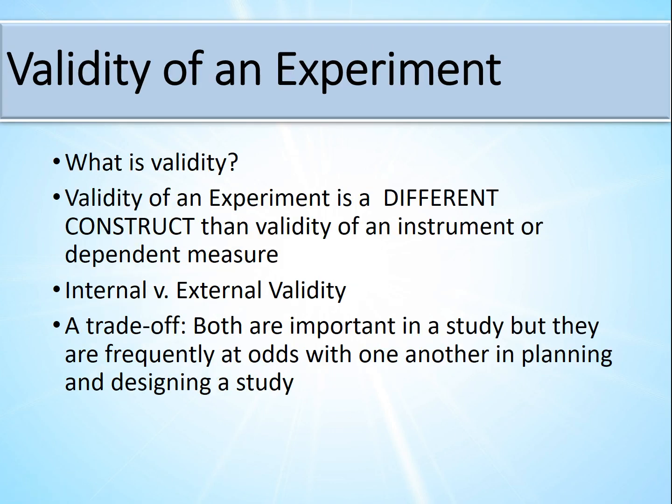Validity of measurement indicates the degree to which a test or instrument measures what it purports to measure, or measures what it claims to measure. Internal validity is the validity of findings with the research study, where external validity refers to the degree to which the findings can be generalized to other settings/populations. Both are important in a study, but they are frequently at odds with one another in planning and designing a study.